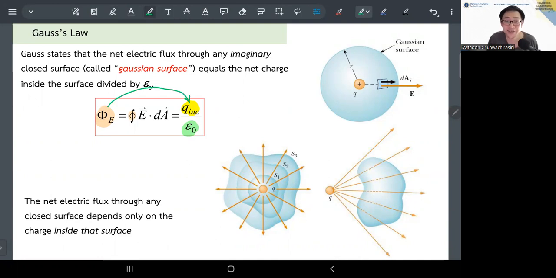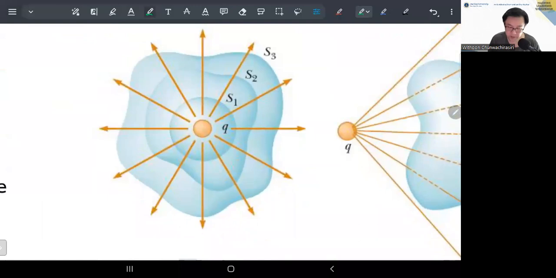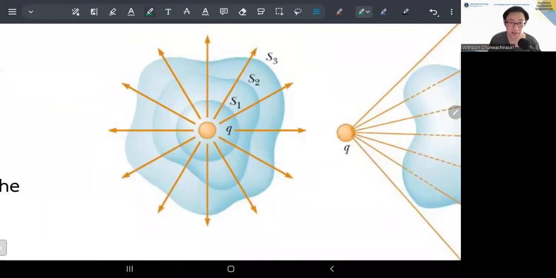If you have net zero flux, there must be zero charge. If you have net positive flux, there must be net positive charge. If you have net negative flux, it must be net negative charge inside that volume. That's easy. Just to test your understanding, guys, be confident here.